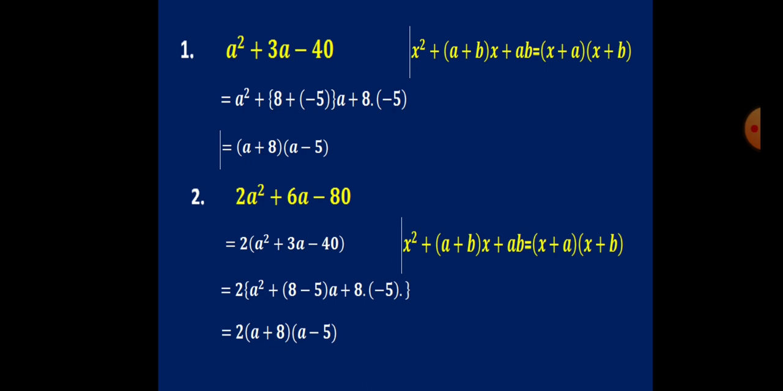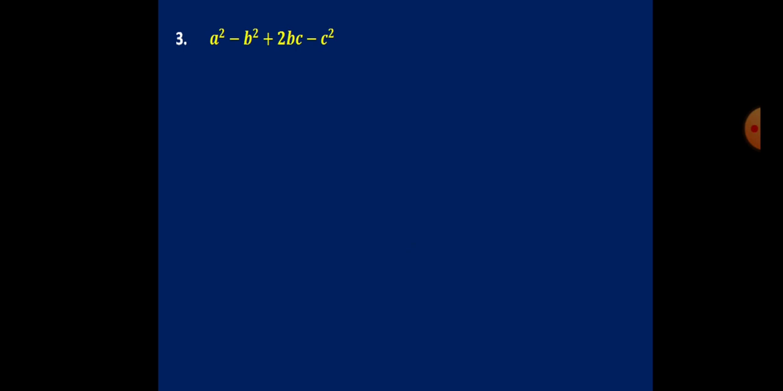Okay, so let us see our next problem, and the next problem is a squared minus b squared plus 2bc minus c squared. As you can see, I have taken out the minus sign as a common factor, and minus b squared minus 2bc, and that minus actually turns into a positive form, plus c squared.